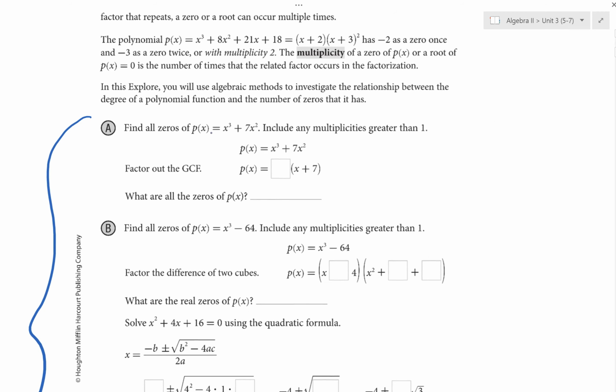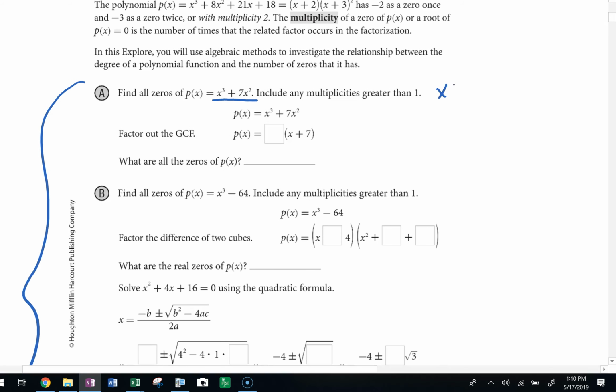So if we start with this equation, x cubed plus 7x squared. If we want to find the zeros, that means we're really trying to solve the equation x cubed plus 7x squared equals 0. Does anyone see any way we can factor that? Okay, so we can take out an x squared. So if we put an x squared out in front, we have x squared times x plus 7. We could also write that as x times x times x plus 7.